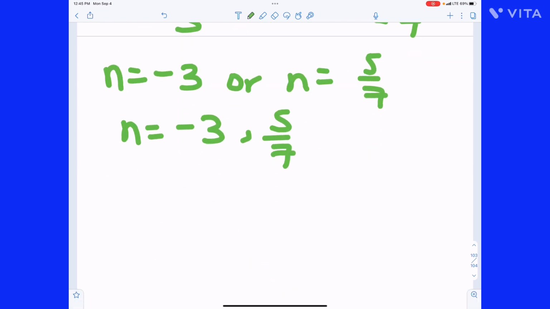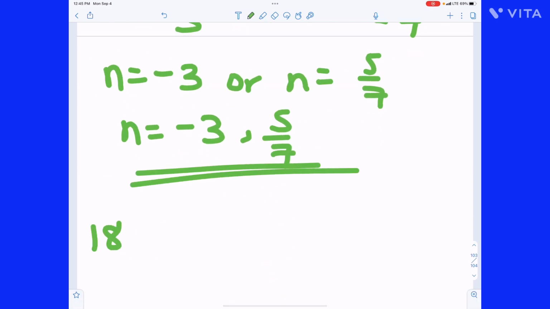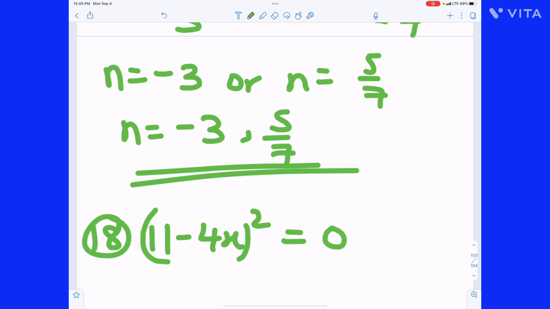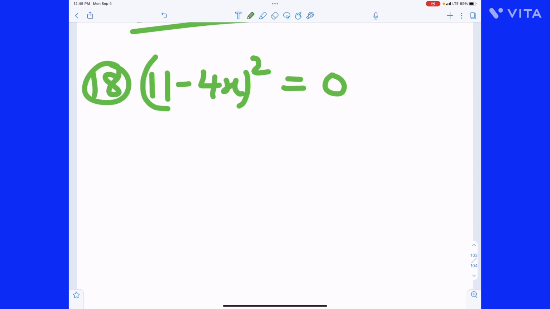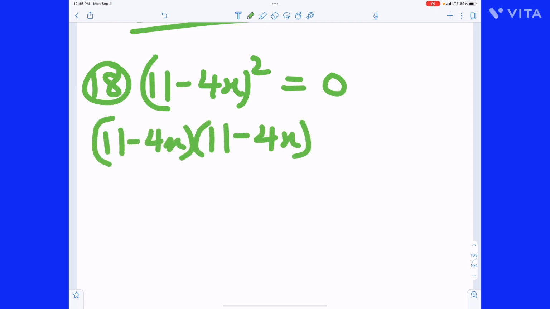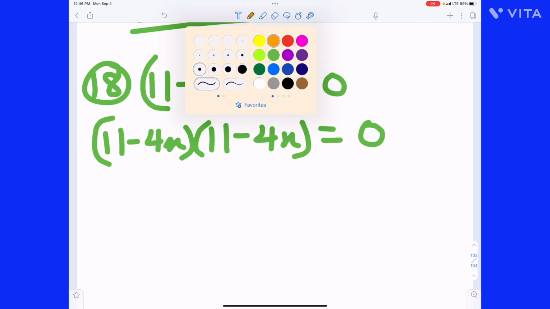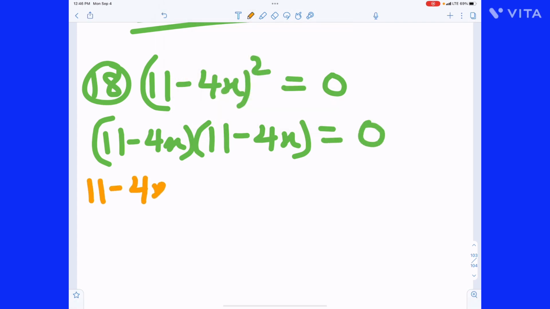Next. Number 18. Read. Open bracket 11 minus 4x, all squared, is 0. This means the same thing as writing it twice: 11 minus 4x times 11 minus 4x is 0. Do you understand? So 11 minus 4x is 0 or 11 minus 4x is 0.